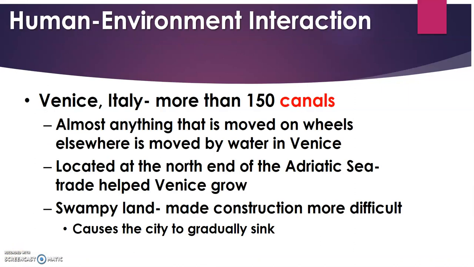Now on to the human environment interaction. We're going to talk about Venice, Italy, which has more than 150 canals. So now they can move things on wheels, but most of the travel is by water. In this area, they have a lot of swampy land, which makes construction very difficult and also causes the city to gradually sink over time.